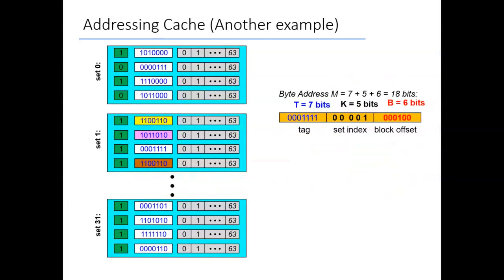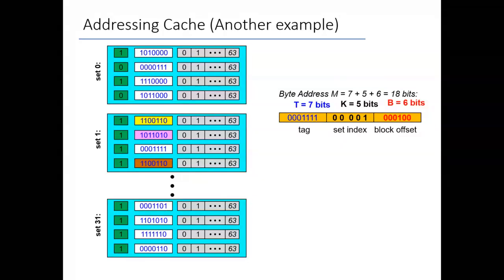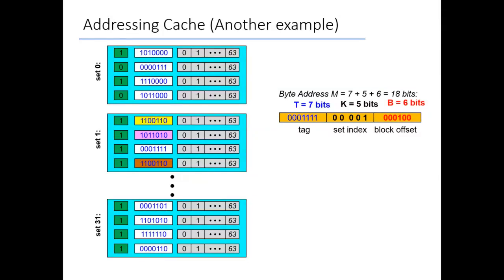In this example, how many bits are dedicated for the byte address? How many bits? 18. Very good. There are 18 bits.